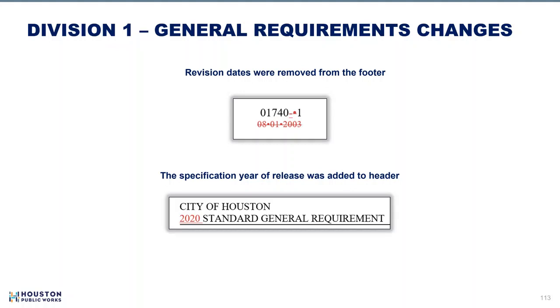So last year we removed that date from the footer, and instead in the header we added the year of release of the specification. Last year we didn't get around to doing that for Division 1 specs, but this year we were able to get that done. So that same change was done for this release.